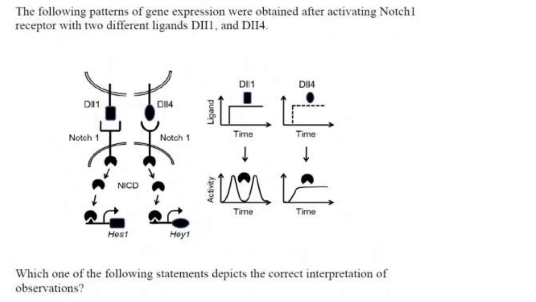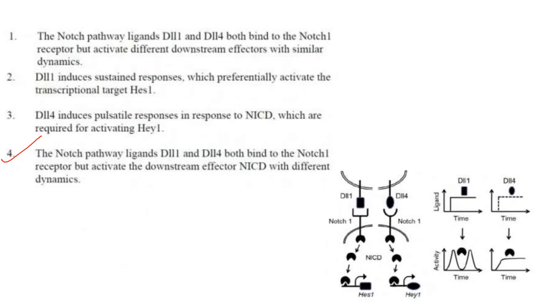Now we will read the statements. The Notch pathway ligands D21 and D24 both bind to the Notch1 receptor. Yes. But activate different downstream effectors. That is also correct. With similar dynamics. No, it is not similar dynamics. It is with different dynamics. Here you see it is increasing then decreasing, increasing then decreasing. Here it is mostly stable. So it is not similar dynamics. So the first statement is not correct.